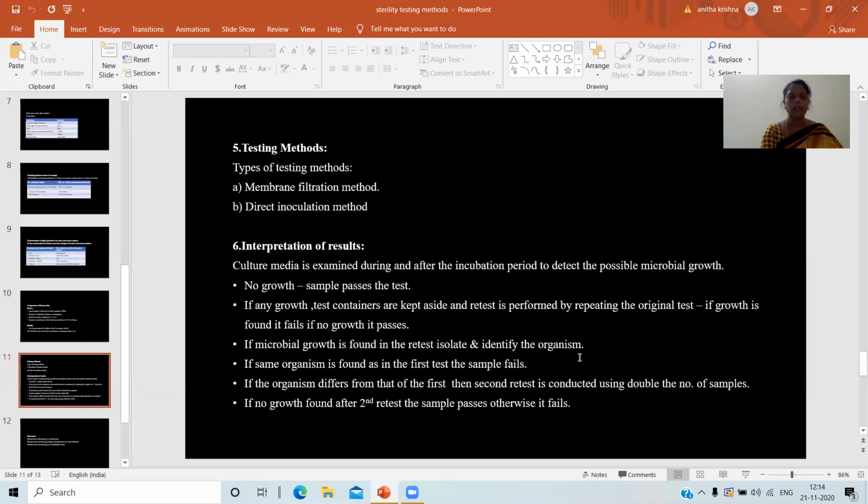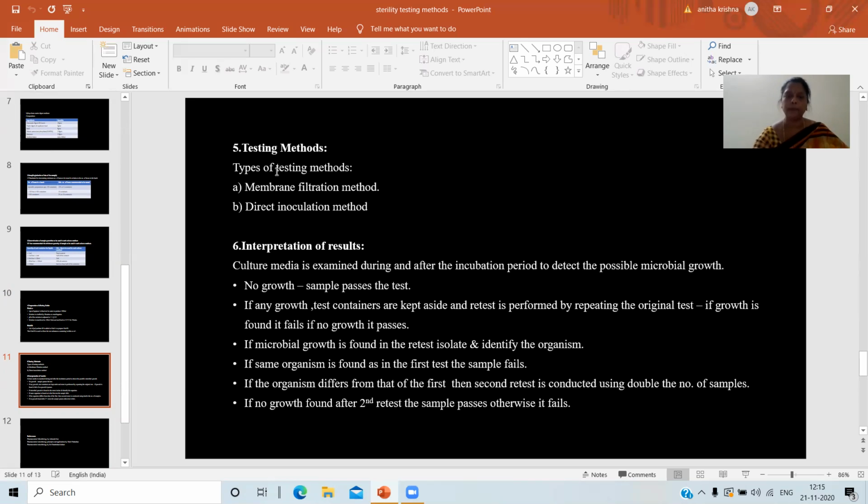Now coming to the most important part, that is the testing methods. Now how do you test your products? Talking about the testing methods, generally you have two types of testing methods. One is the membrane filtration method and the second one is the direct inoculation method.